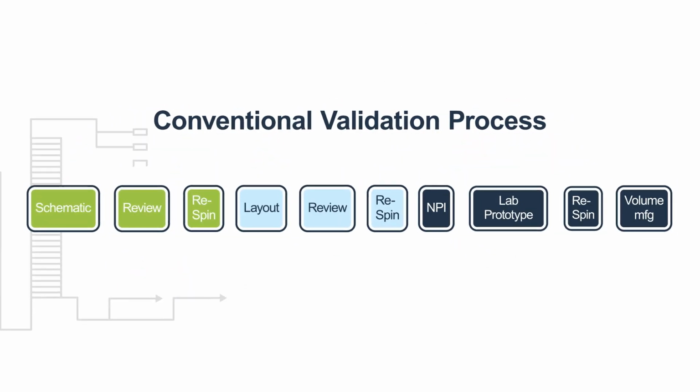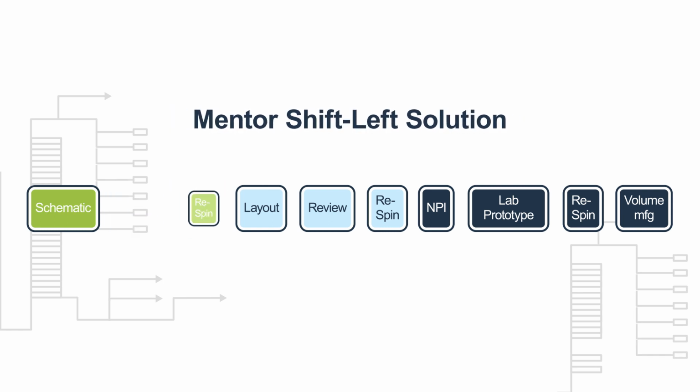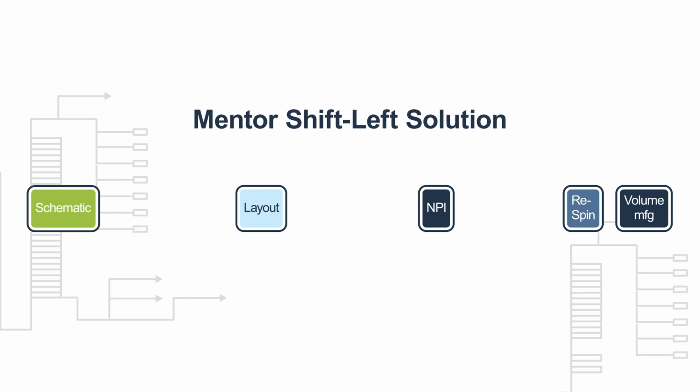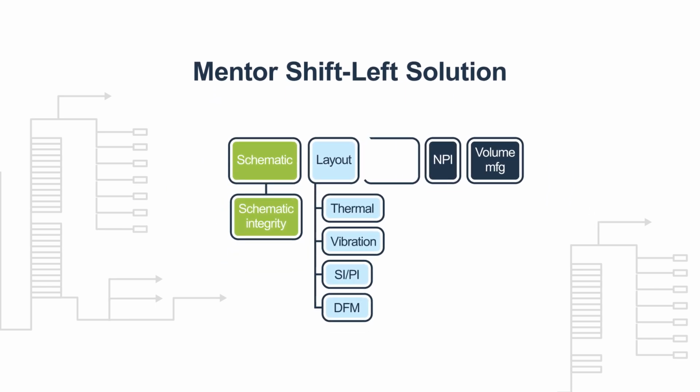At Mentor, we champion the shift left approach. Shift left doesn't mean testing closer to the beginning of a release cycle, but testing during each step to catch errors early on. This method shortens the process, reduces costs, and validates the design earlier and more accurately.